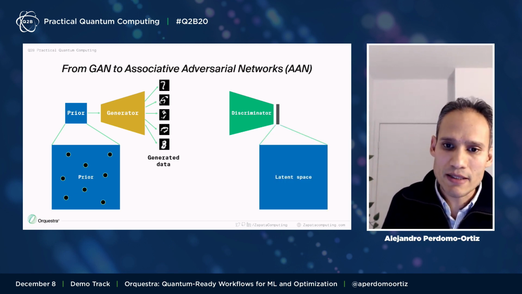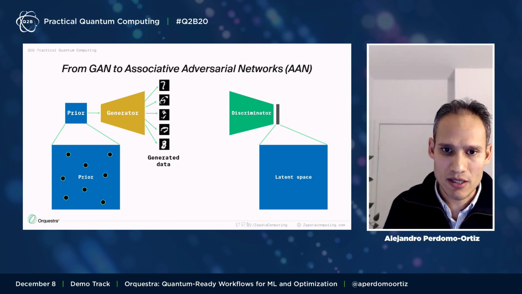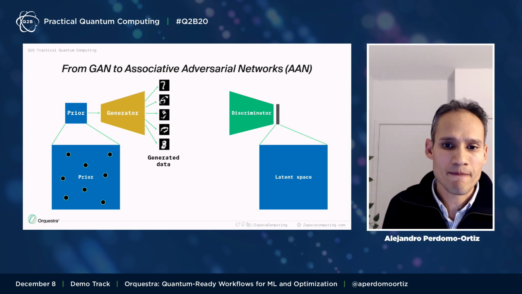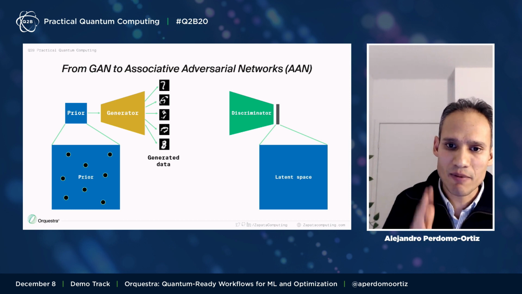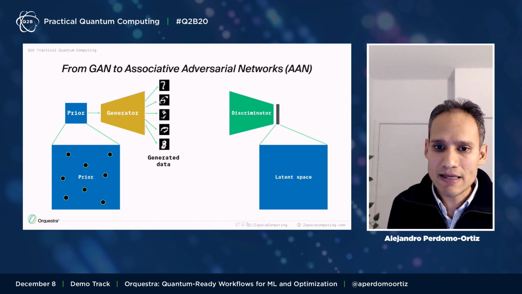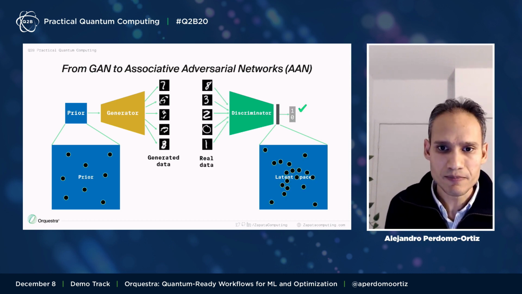Now, when we look at the discriminator, there is also a component at the end of the discriminator. Both the discriminator and the generator are deep neural networks that perform this task, so they're actually classical components. The latent space, as we called it, is the layer just before it makes the classification. And one of the key observations is that the latent space, as well as the prior, has a dimensionality that is much smaller than the dimensionality of the data itself.